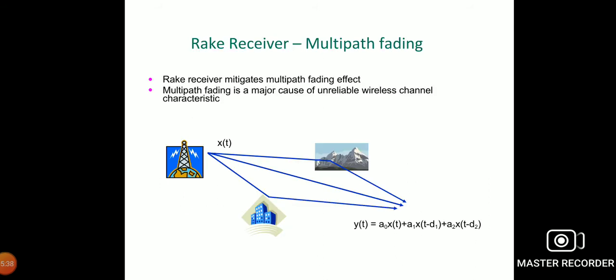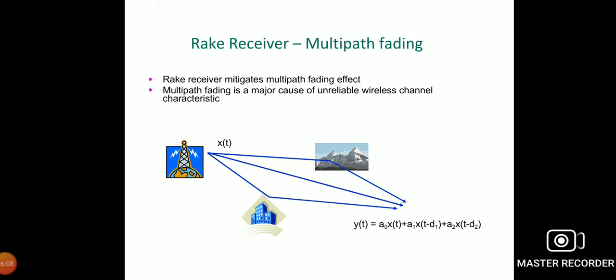Now we are moving to the rake receiver in multipath fading. The rake receiver mitigates the multipath fading effect. Multipath fading is a major cause of unreliable wireless channel characteristics. That is a function of y of t equal to a0 x of t plus the exponential components of a1 and a2, that is, the delayed dispersion of each individual channel of the time signals.